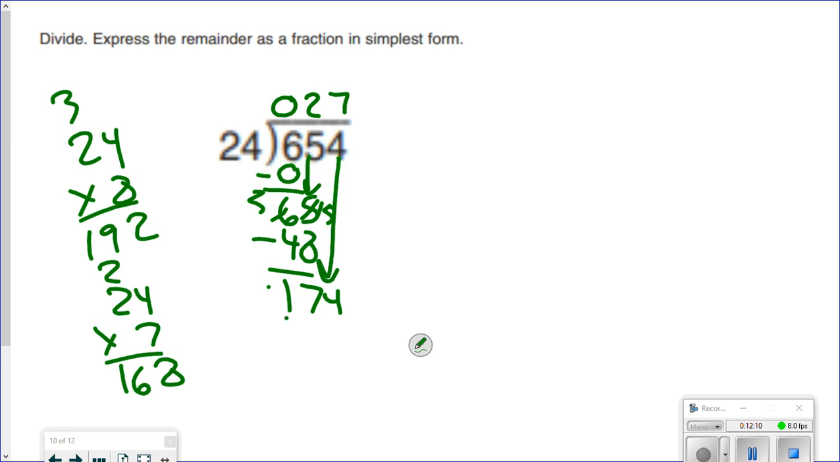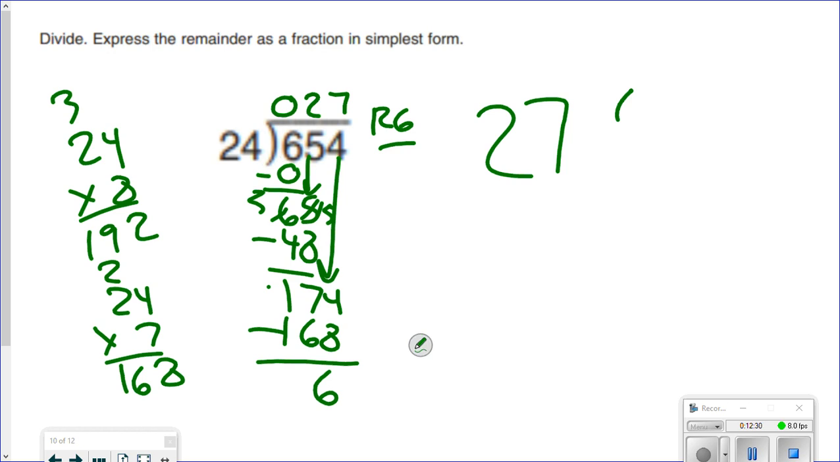I have a 168 right here. To subtract, I have a 6. My answer is 27, remainder 6. There's another way to write this out, and I want you to watch very closely on how to write this out, okay? This remainder 6 also means 27 and 6 over 24, because we're dividing with 24.